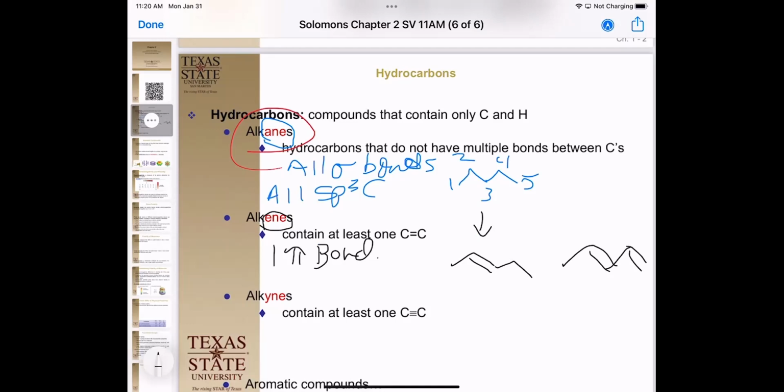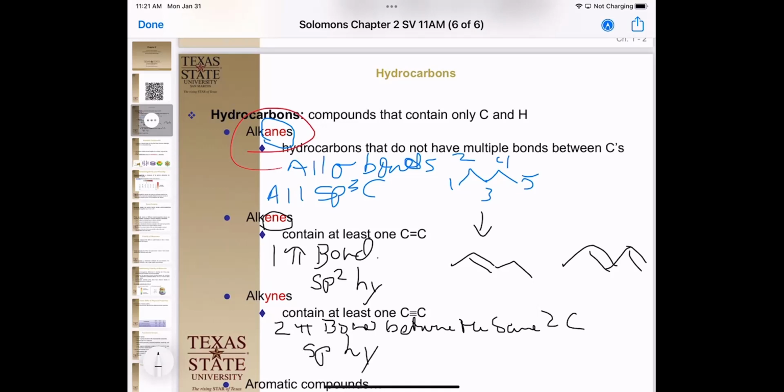Okay, so then if you have a triple bond, which is sp hybridized, let me see, this is sp2 hybridized, which makes these 2 pi bonds between the same 2 carbons. We have sp hybridized. And that looks like 1, 2, 3 there. I'll just draw the carbons there.